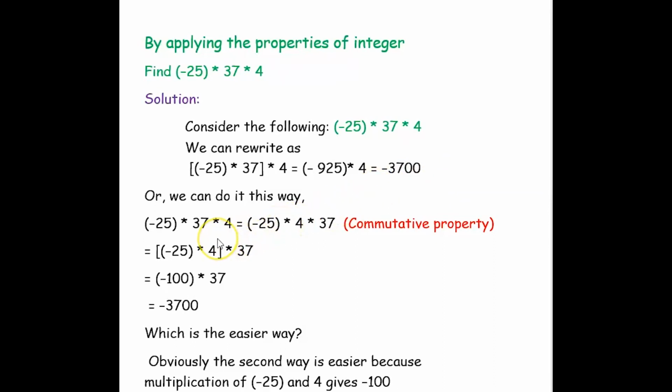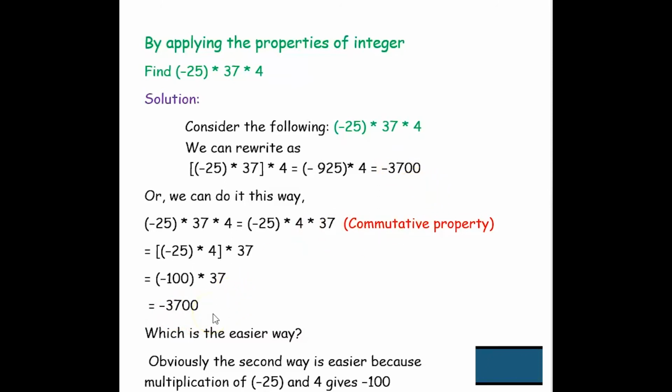Or we can do it the other way, by associating it differently. Negative 25 into 37 into 4 can be rewritten as negative 25 into 4 into 37 using commutative property. Then using associative property, we can associate negative 25 into 4 in a parenthesis, and multiply it with 37. Now as we know, we have to do the parenthesis first. So negative 25 into 4 will be negative 100. So negative 100 into 37 will be negative 3700. So in both ways, we are getting the same answer.